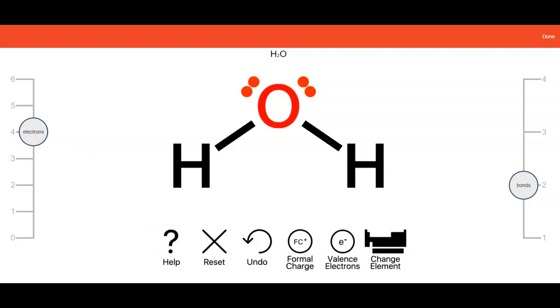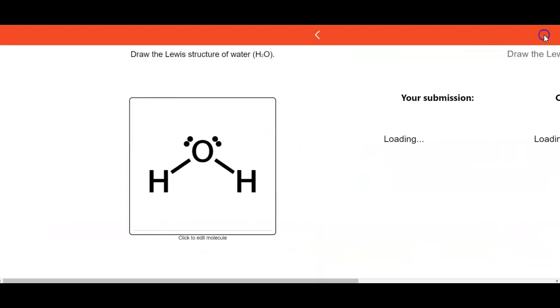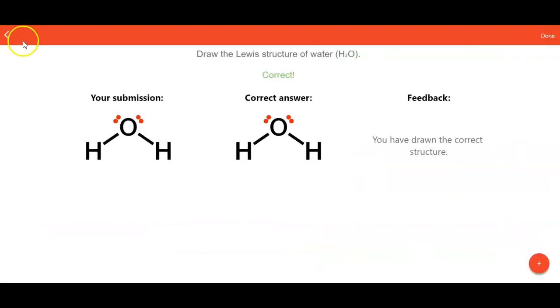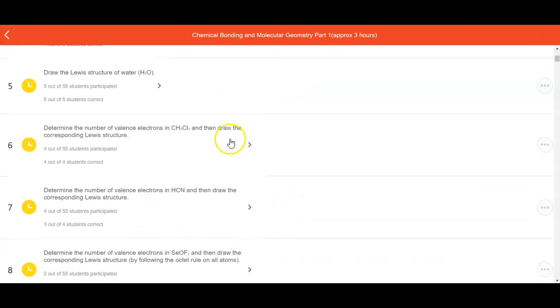And so here we are, and we check. Look, watch, we can do this. Oxygen has 8, hydrogen has 2, hydrogen has 2. It's kind of nice. It checks your valence electrons for you. It'll also put in your formal charges. It's kind of cool. And this is 0, 0, 0. And then we just click done, show answer, correct.